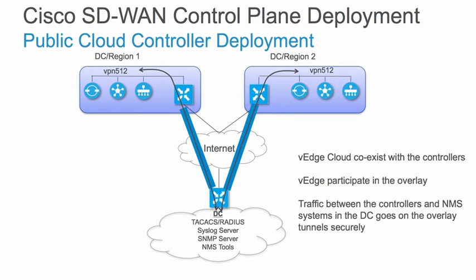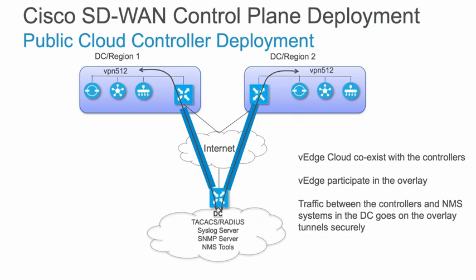In the cases where the controllers are accessible via MPLS, it is simple to provide access to the data center hosted services to the controllers, such as TACACS, RADIUS, SNMP servers, and syslog servers. This is not as simple when the controllers are deployed in a public cloud infrastructure.